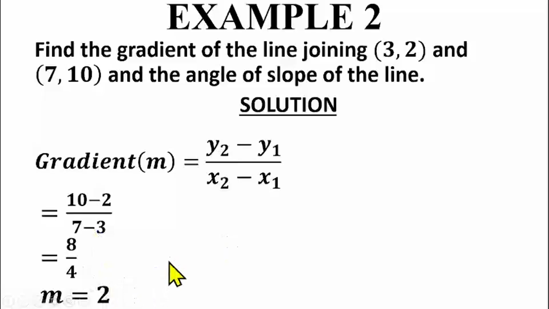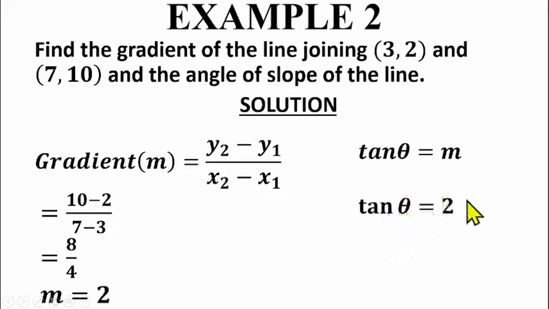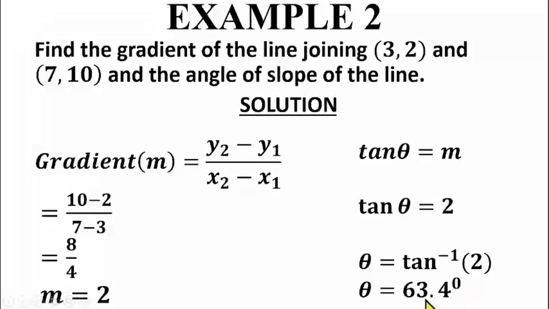So the gradient is 2, and we have to find the angle of slope also. I know that to find the angle of slope, that will be tan theta equals the gradient itself. So from there, tan theta will be equal to 2 because the gradient is 2. So from there you can find the tan inverse of 2. Tan inverse of 2 will give us 63.4 degrees. So the angle of slope is 63.4 degrees.